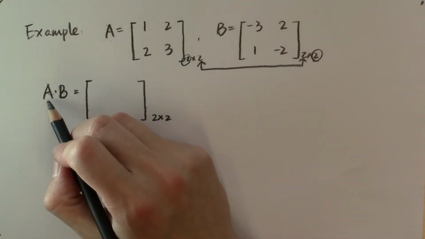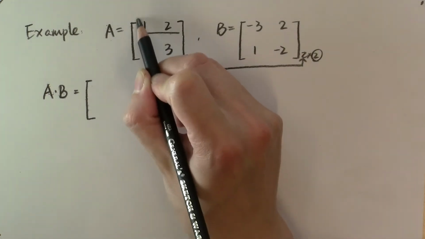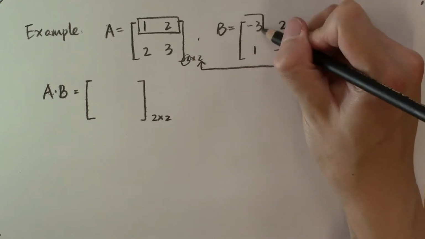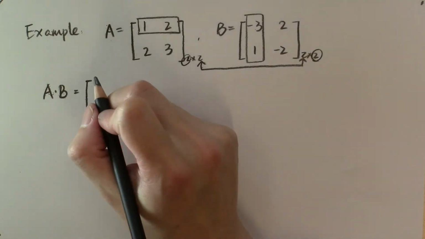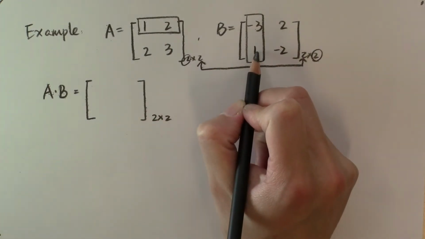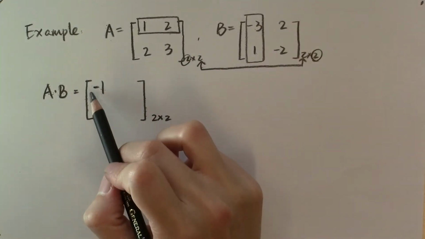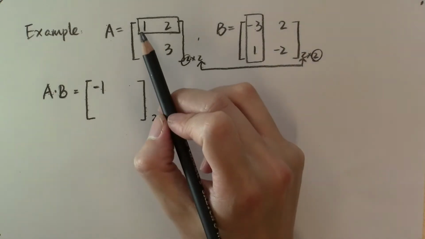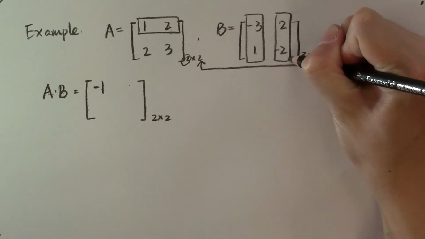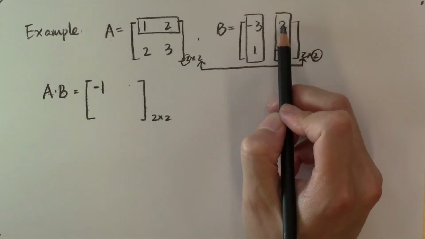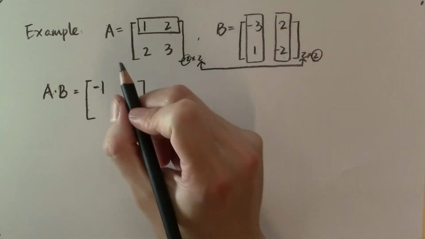And the element of A times B on the first row and first column is going to be the scalar product of the first row of A and the first column of B, which is 1 times -3 plus 2 times 1. So it's -3 plus 2, which is -1. The element on the first row and second column is going to be the scalar product of this first row and the second column of B, which is 1 times 2 plus 2 times -2. So it's 2 minus 4, which is -2.